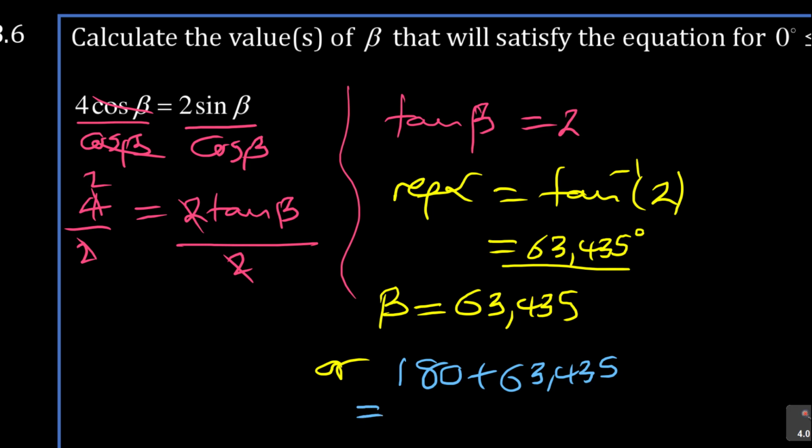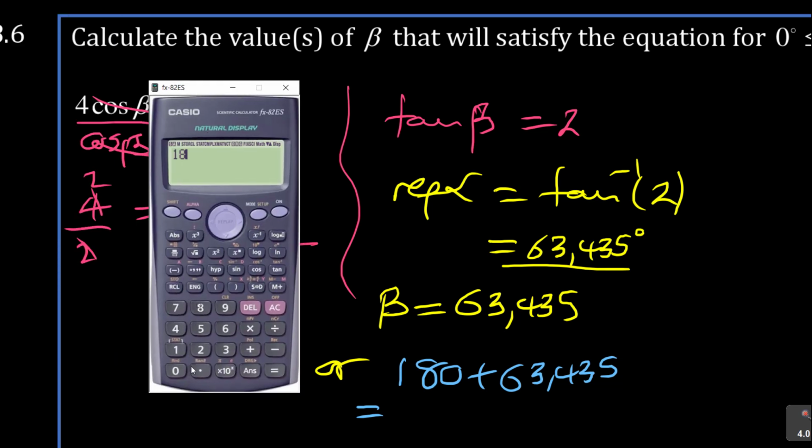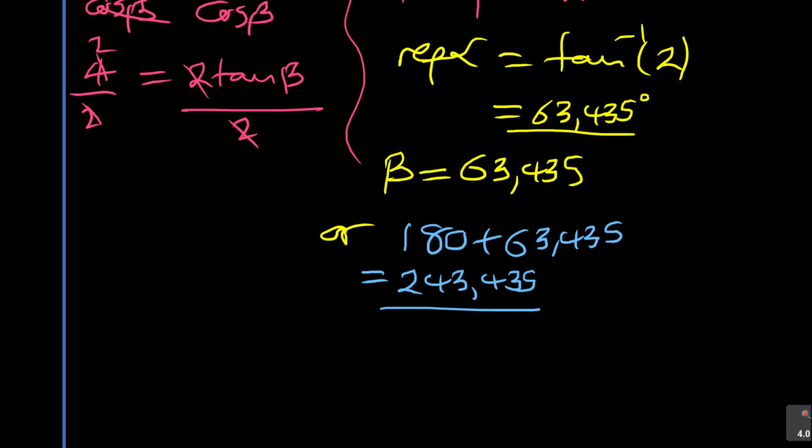Just remember all this step is very important. You go to the CAST diagram and ask yourself, where is tan positive? There are always two answers where the graph is positive. Okay, so plus 63,435. Then this gives us 243,435. That is it. Alright, so that is that part.